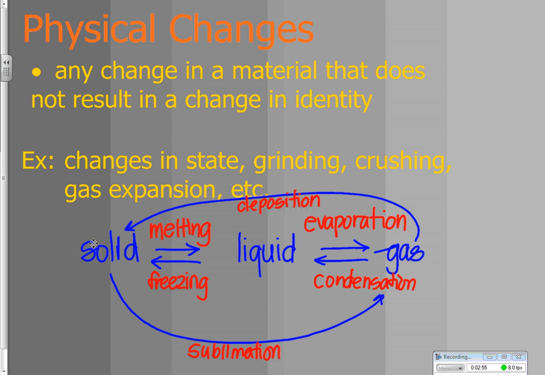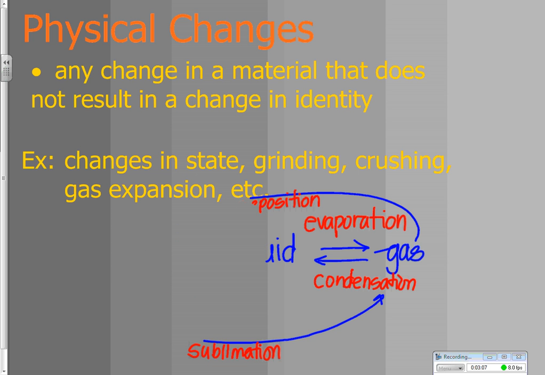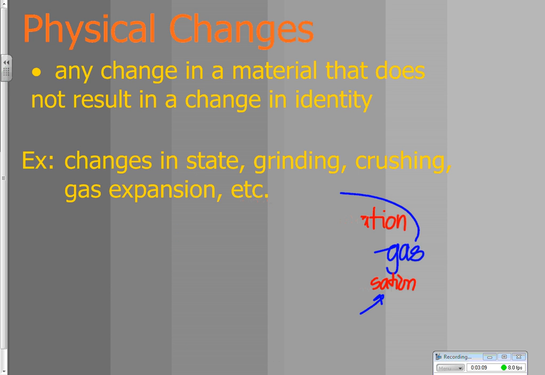So those are examples of changes in state. Any one of these, melting or freezing, evaporating or condensing, subliming or depositing, are all examples of physical changes. In the case of water, when water freezes, it is still H2O molecules. They're just now closer together. Other examples of physical changes would be grinding or crushing a material, or a gas that's expanding, like a balloon that gets larger. There's lots of these. But just remember, the key in a physical change is what you start with and what you end with are the same.